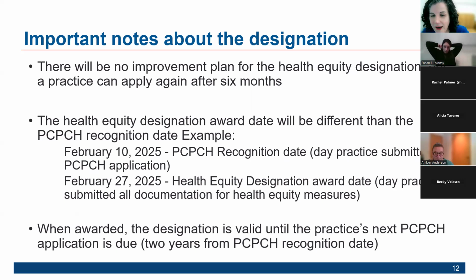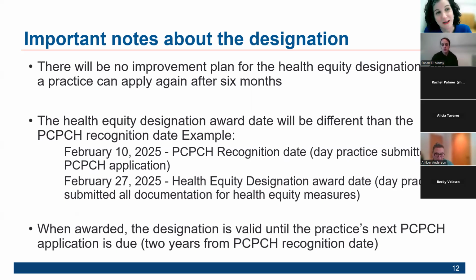Another thing that's a little bit unique is that if you are applying for the health equity designation, you will actually have 2 different dates to track. You will have your PCPCH recognition date, which is the date that you submit the application. So when you put send on that application, and then you will have your health equity designation award date, which is the date that you submitted all of your documentation for the health equity measures. So you'll have your PCPCH recognition date and your health equity designation award date.